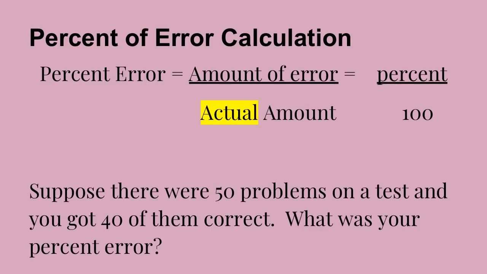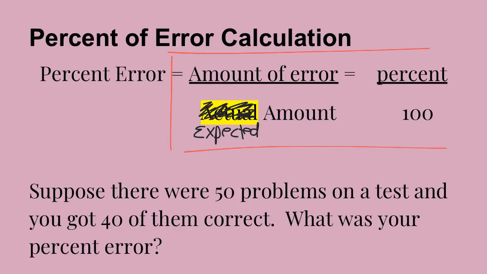So here is the information on your note sheet. This is percent of error, and I want to make a change really quick. Yours already is changed, but I'm going to change on the screen here. I think actual amount is misleading. Let's call this our expected amount. So we have our framework set up just like we've been doing. We have the amount of error on top over the expected amount and the percent over 100.